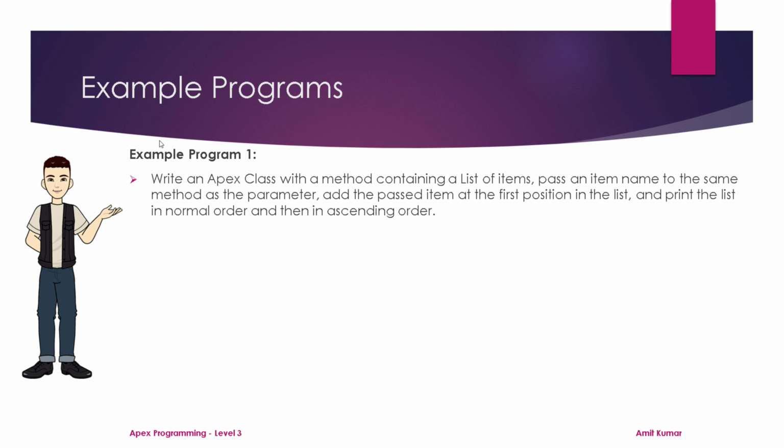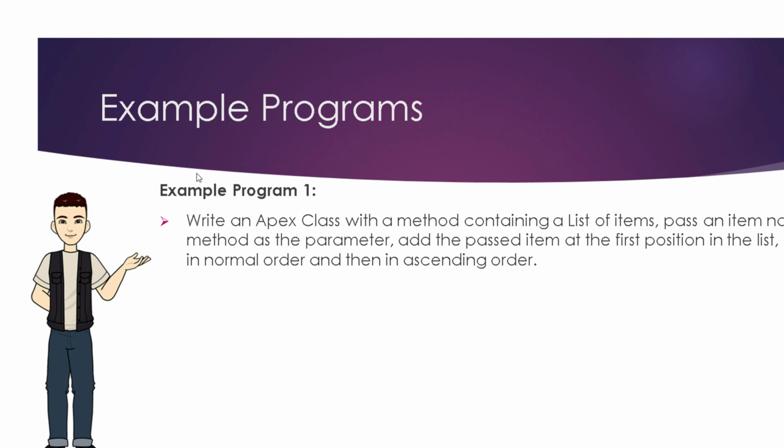So we will create a class. In the class, inside the method, we will create a list of items. The class method will accept an item as a parameter and then we need to add that item at the first position. Finally, we need to print the list in normal and in ascending order. So let's see how to do that.